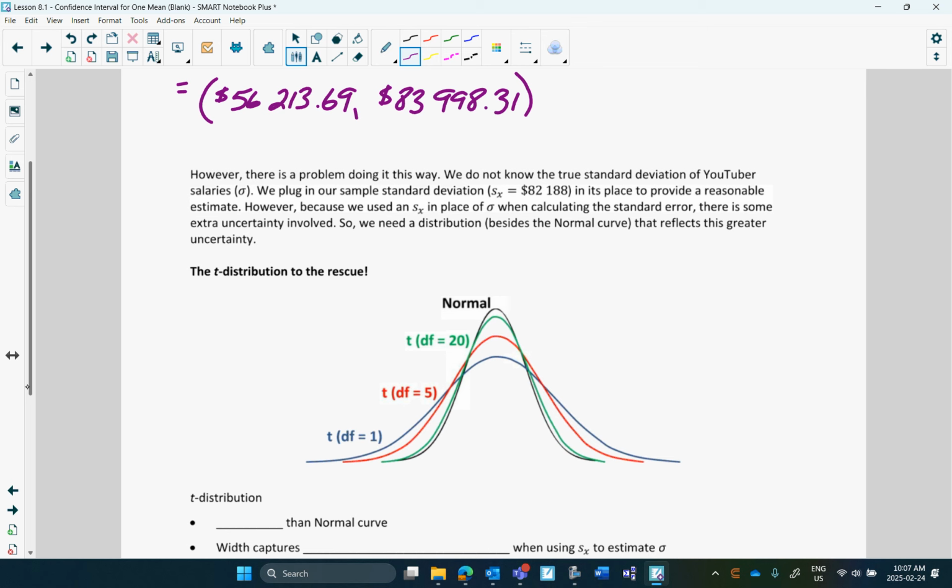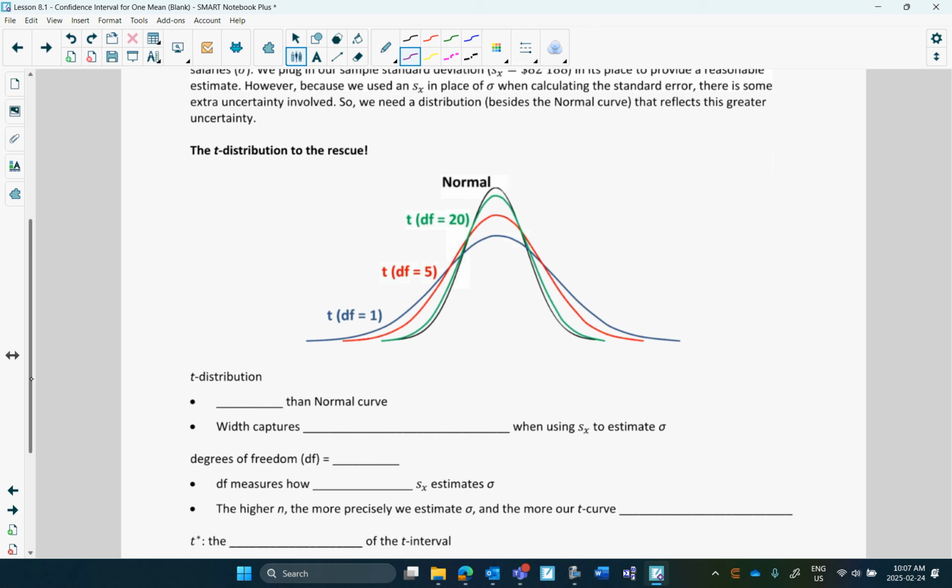Remember, when we did a confidence interval of a proportion, we used the normal curve, which you see here in black. To account for the uncertainty, we need a curve that's a little bit wider, that captures a little bit more and allows for the extra uncertainty. That is called a t-distribution. So we're actually not going to be using a normal curve. We're going to be using a t-curve, which is a little bit wider than a normal curve. It depends on something called the degrees of freedom, which I'll talk about in a second.